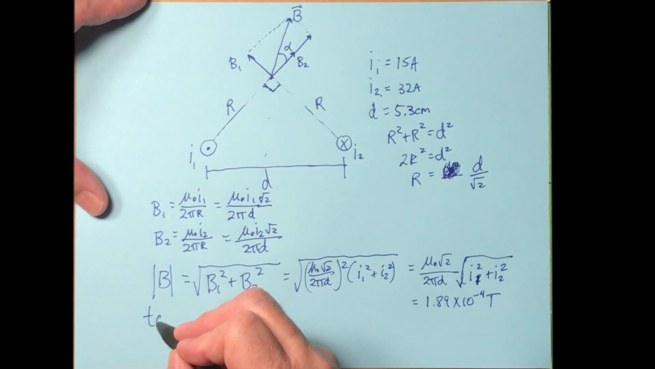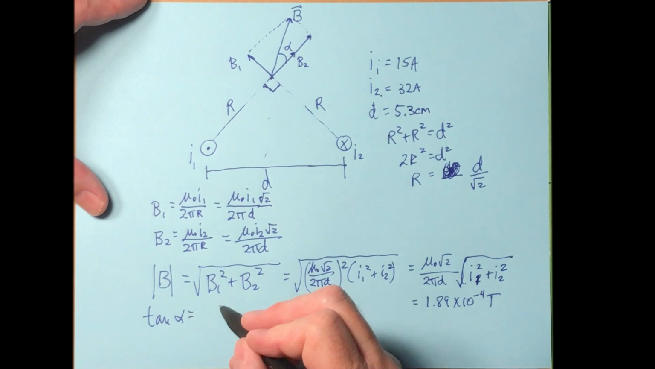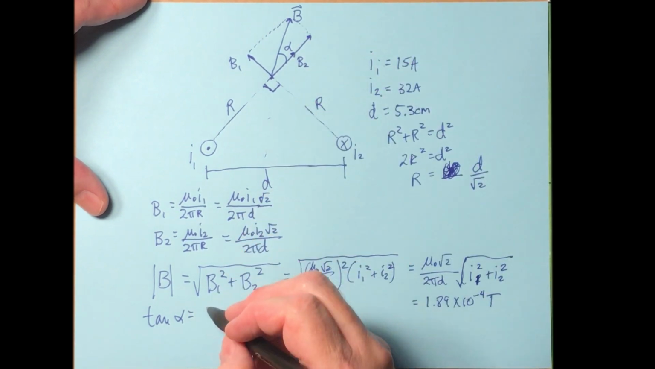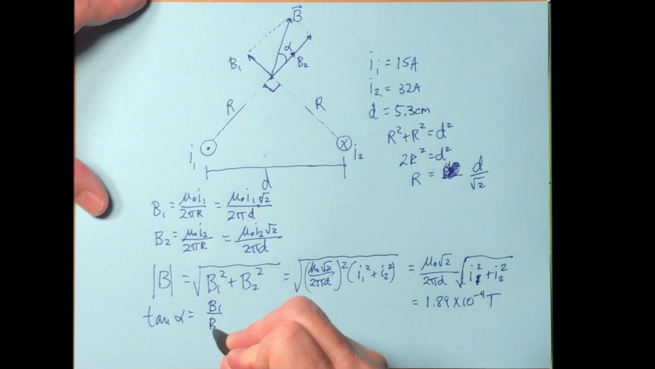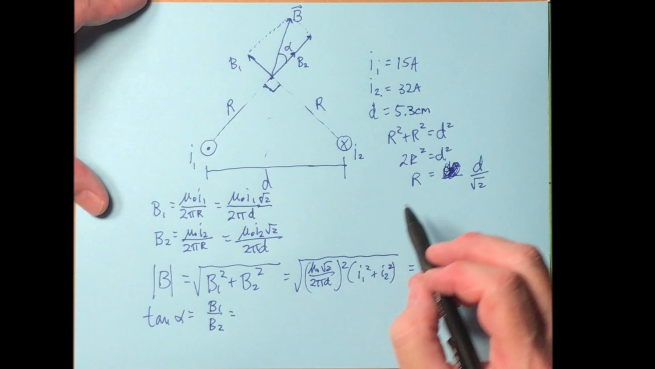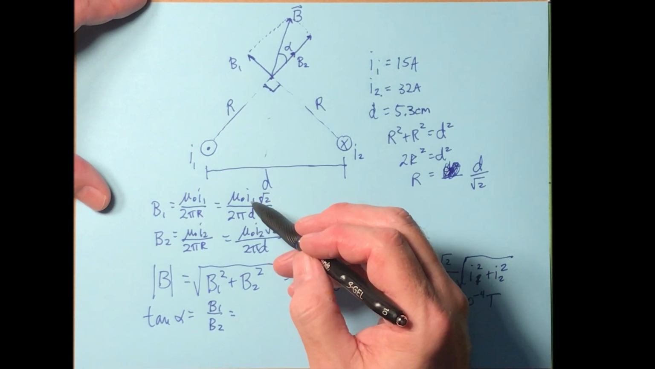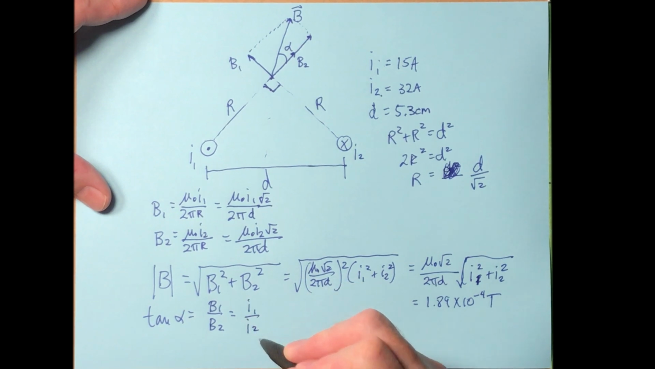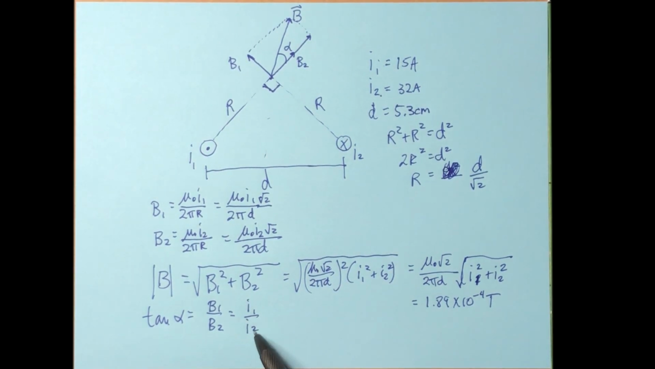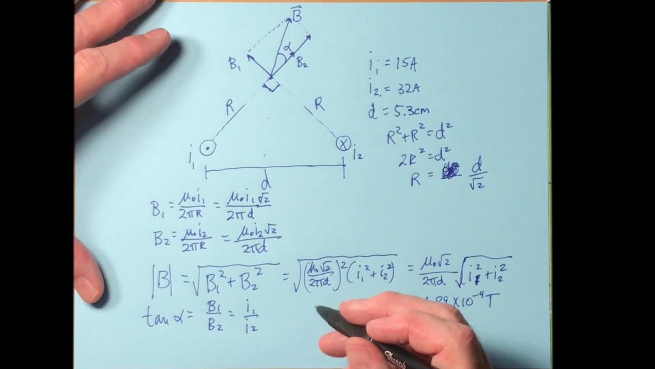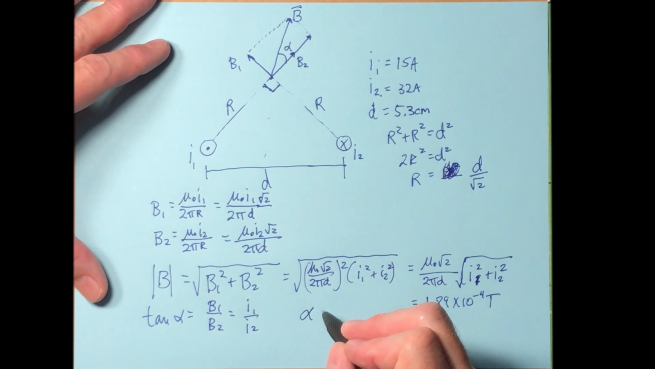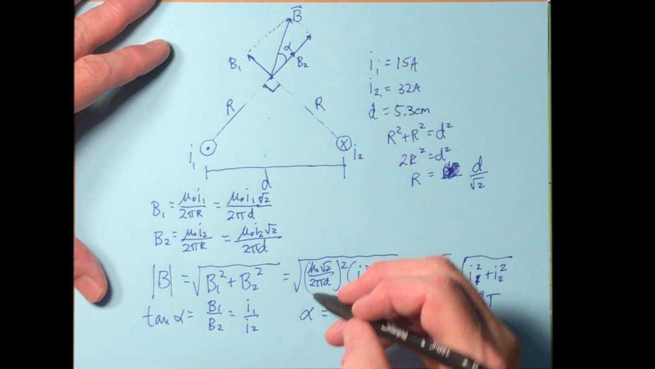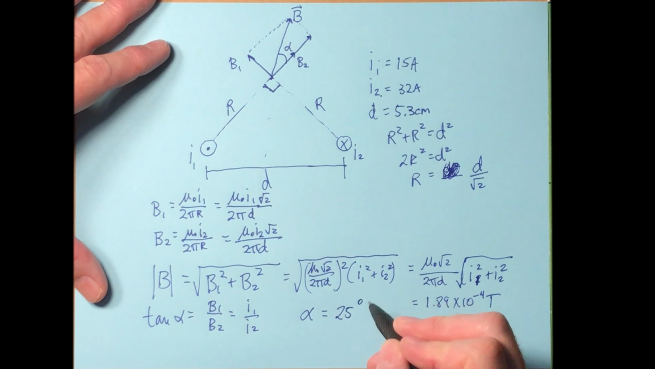Then how do I get this alpha? Well, tangent of alpha is going to be opposite over adjacent. So B1 over B2, which is just going to be, a lot of this stuff is going to cancel. And what am I left with? I'm left with I1 over I2. So it's just the ratio of the currents that gives us this angle then. That kind of makes sense if you think about it. If you solve for alpha using our values that I gave up here, it's 25 degrees.